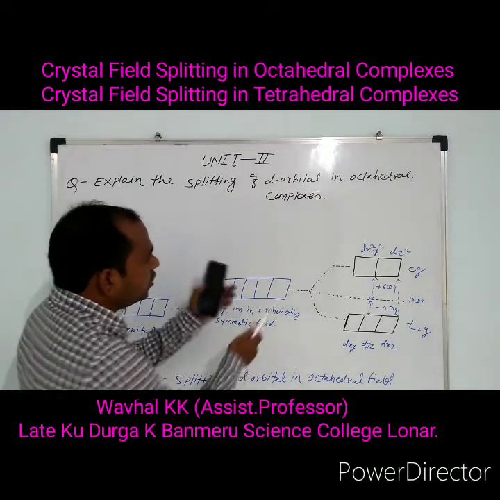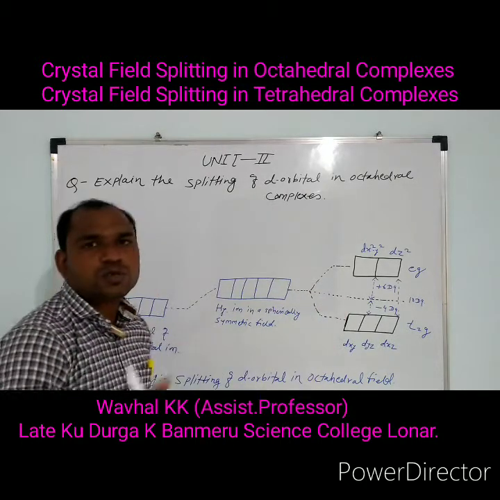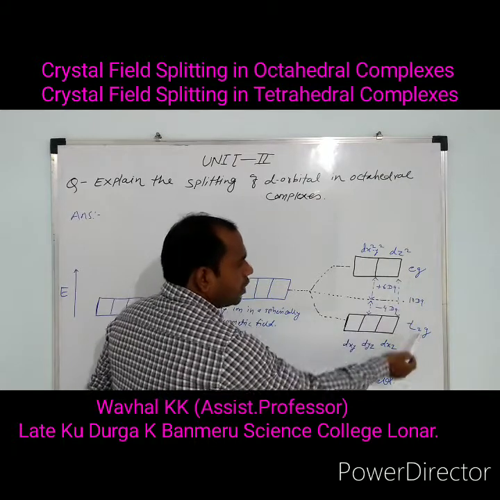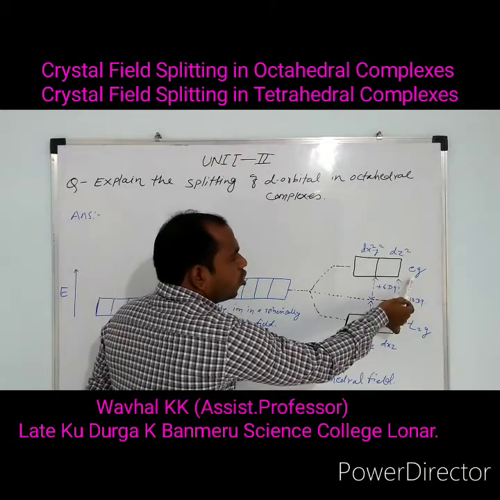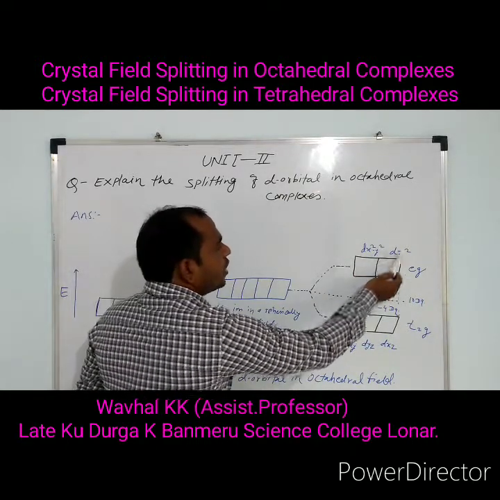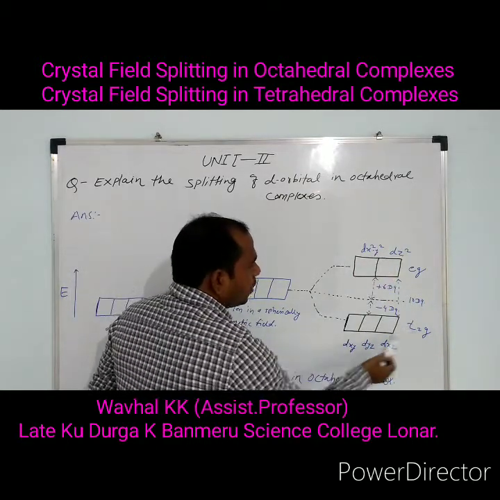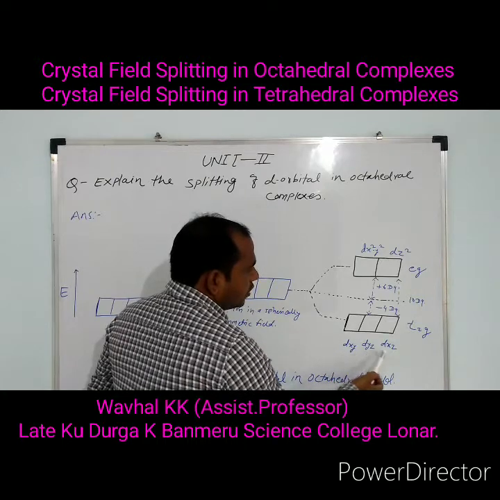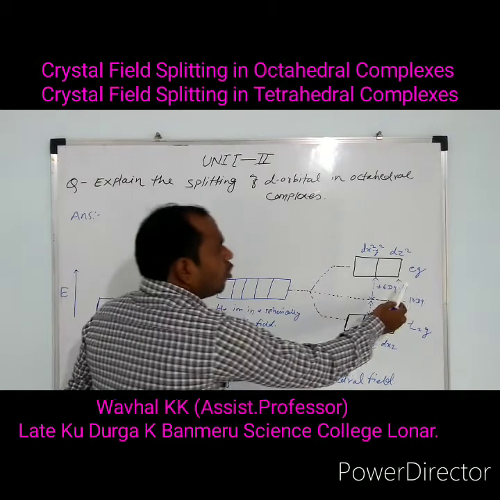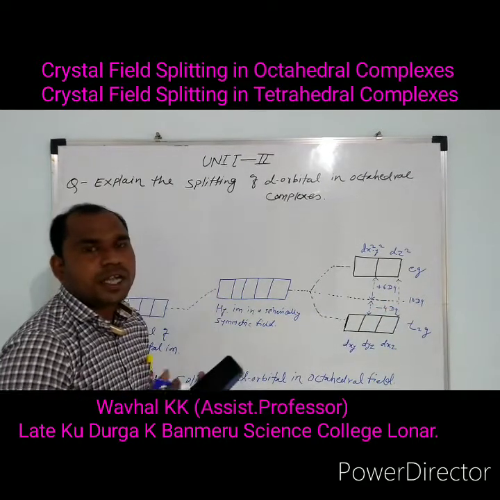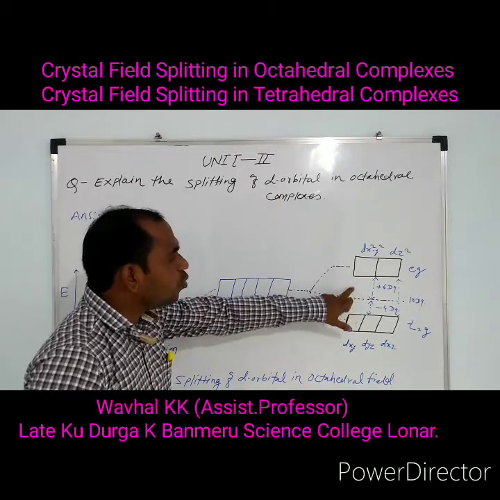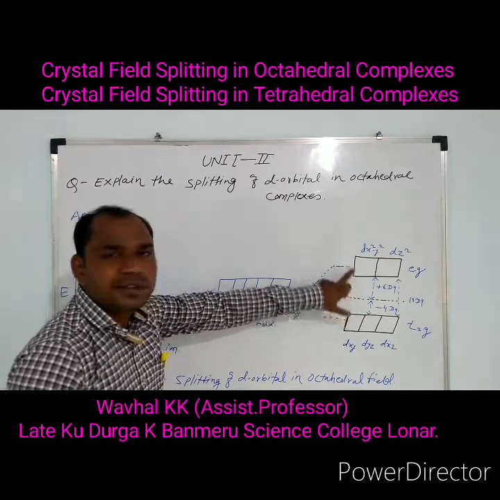The d orbital is split up into two sets of orbitals, that is, first the Eg orbital and the T2g orbital. The Eg orbital consists of the two sub-d orbitals, dx2-y2 and dz2, and the T2g orbital consists of dxy, dyz and dxz. The Eg orbital interacts directly with the ligand along the axis, hence it feels more repulsion and its energy is raised.